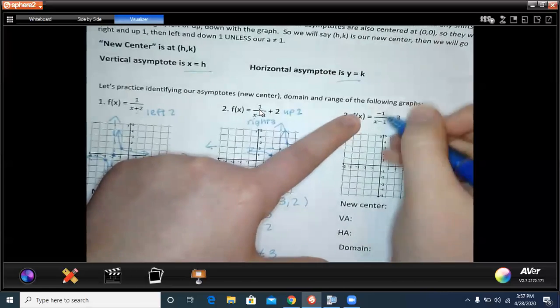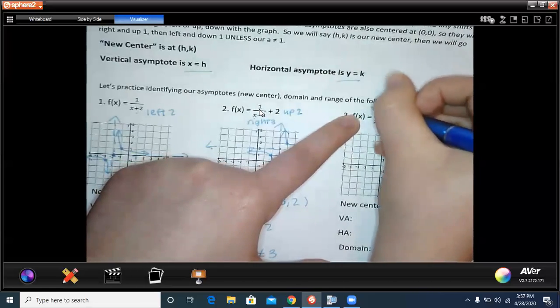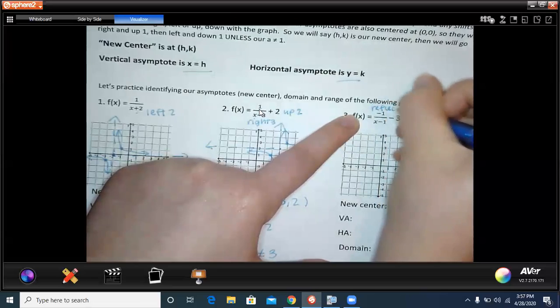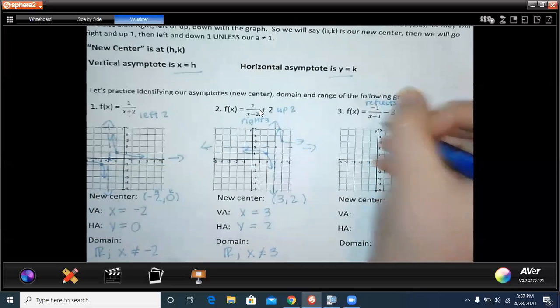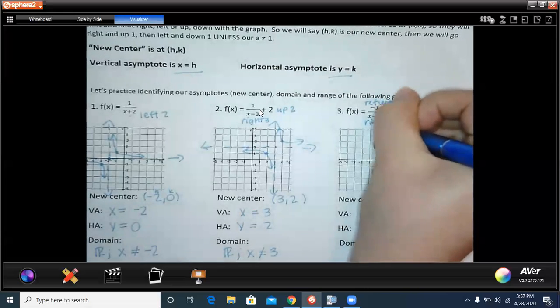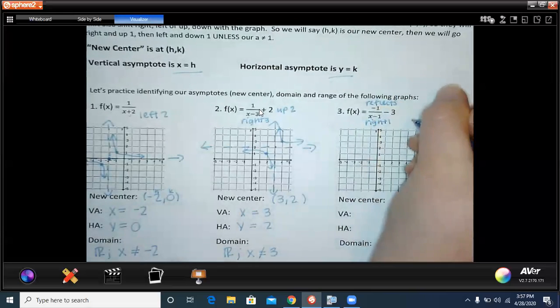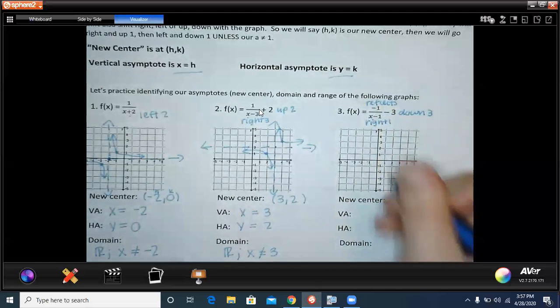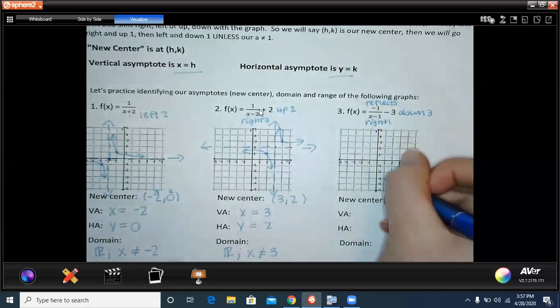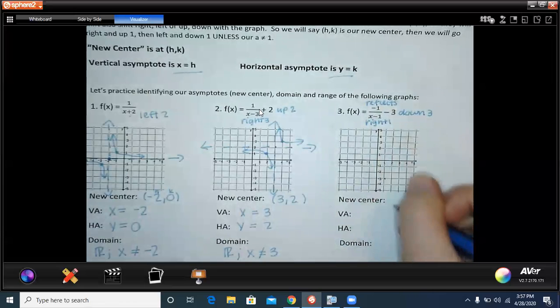All right. Then here we have a negative. So remember, negative means reflect. Okay, -1 here, opposite of what it says. So really we're going to go right 1. And then this would mean down 3. So I go right 1, down 3. So here's my new center at 1, -3.